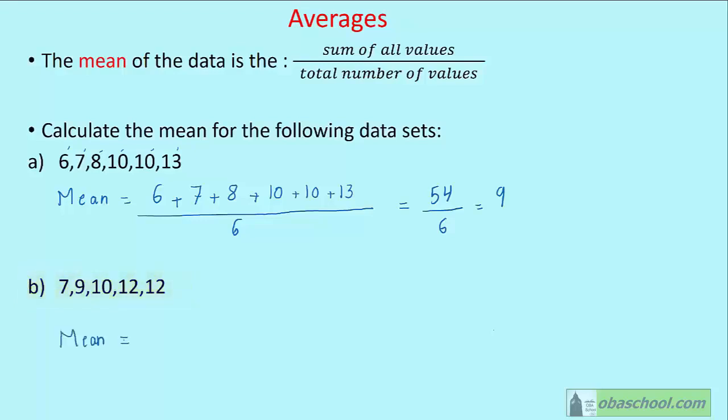B, 7 plus 9 plus 10 plus 12 plus 12. We go ahead, we add all of those, and then we divide them by their number. And these are 5 numbers, so their sum is going to be divided by 5. And their sum is 50 divided by 5, which is 10. So 10 is the mean for set B, and this is basically how you can calculate the mean out of a set.